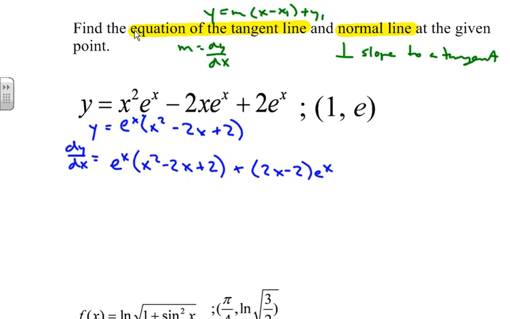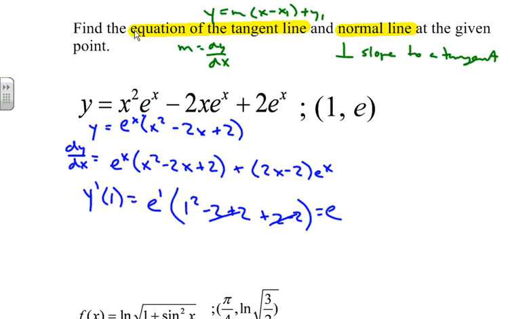From there, I'm going to plug in, because I'm going to find y prime of 1. I'm also going to factor out e^x. So I have e to the first, and from here, I'm going to have 1 squared minus 2 plus 2, plus 2 minus 2. This will cancel out, this will cancel out, and I'm left with, well, it appears to be e. Wow, that's pretty neat.